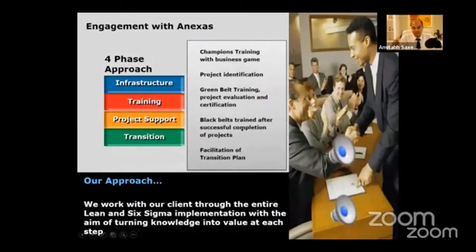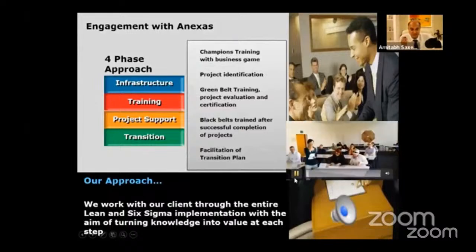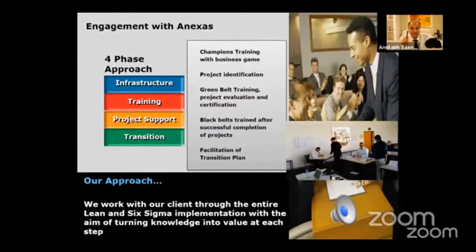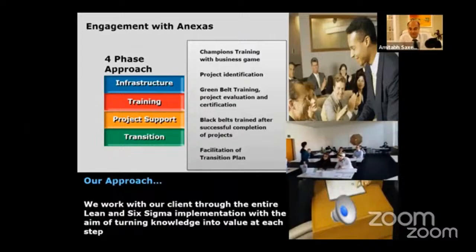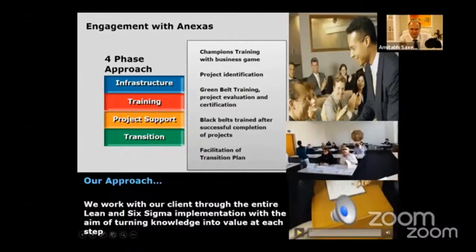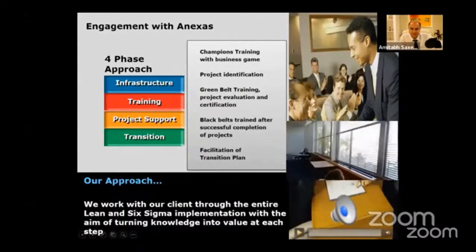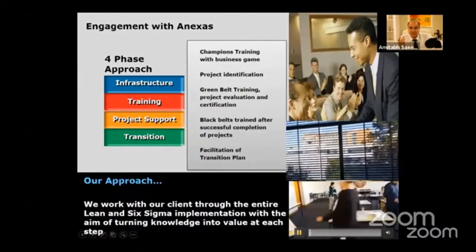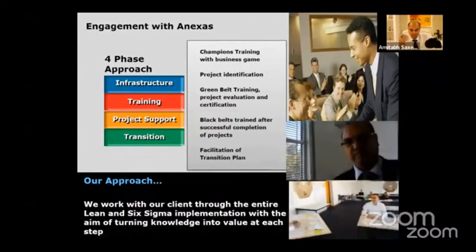They come to the training session. And first, of course, the champions training, the way I did it for one of the largest pharmaceutical companies in Switzerland, Novartis. So we started the champions training. Let me give examples of different industries at different stages. Champions training was given, and once they get convinced, they choose the projects.